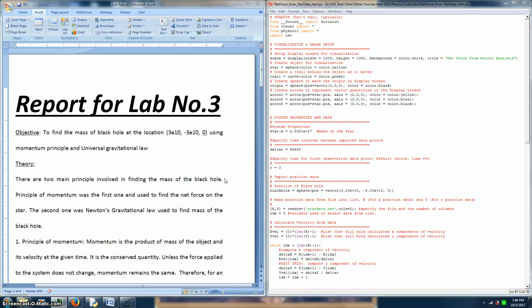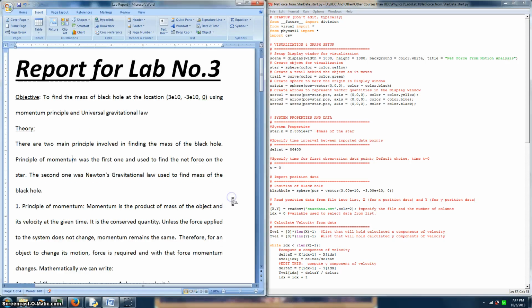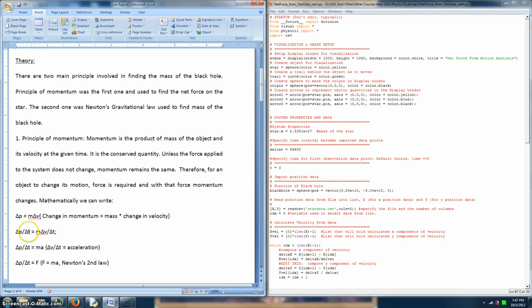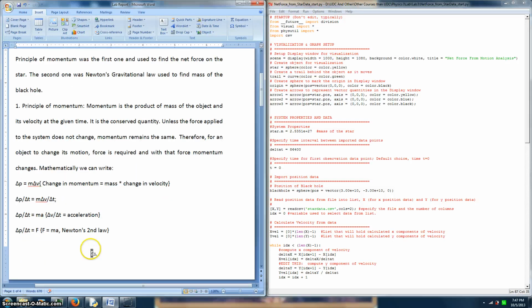We are using the momentum principle because we know the positional data for the star given to us in a file and the time difference between those positions, and we can use position data to find velocities by dividing the difference in position by time, and those velocities when multiplied with mass give us momentum. And we can differentiate change in momentum with respect to time to give us mass times acceleration, which is the net force acting on our system.